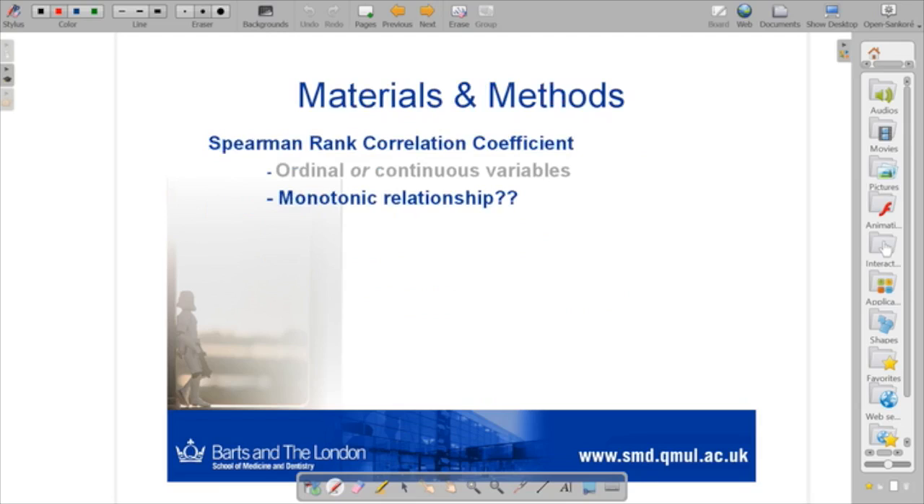So we've decided why we're going to use it. But like I said, there's this other thing, this monotonic relationship that we need to check for. And I've said that the way to do this is by visualizing the data. So let's actually do that. We're going to use SPSS again to help us.